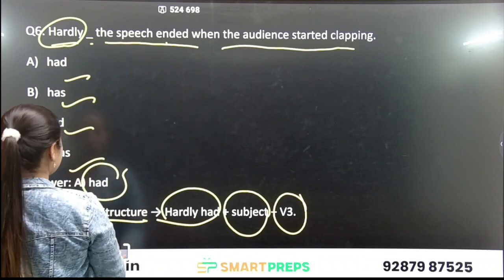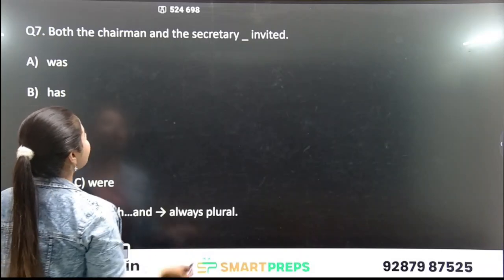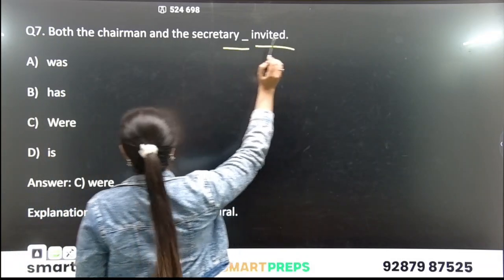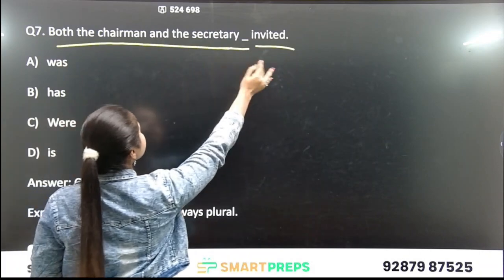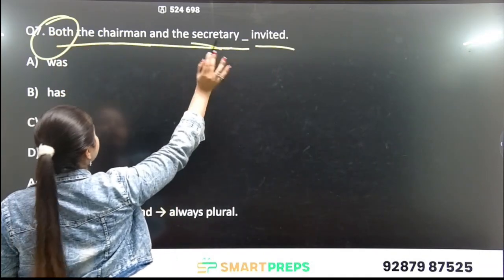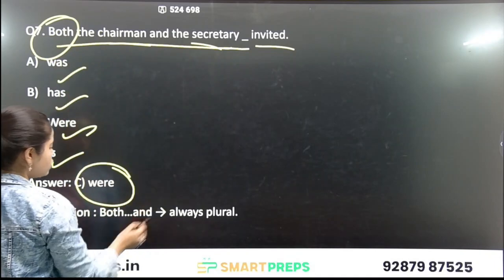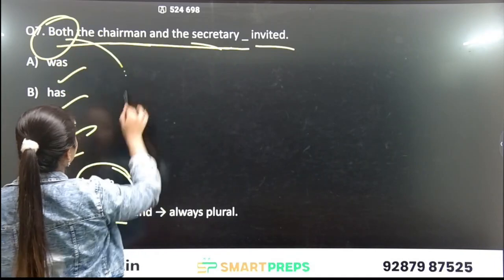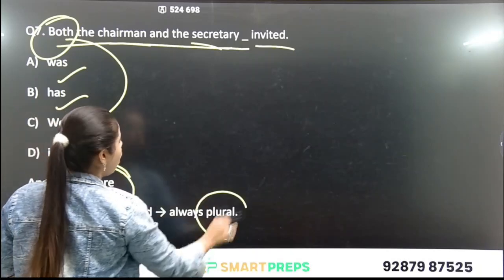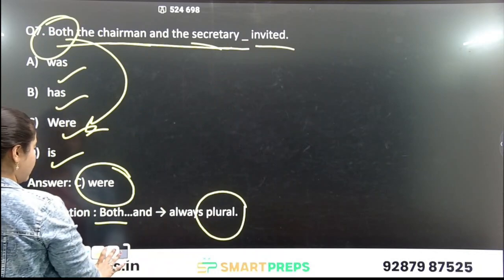Next is: both the chairman and the secretary dash invited. So "both" is there, chairman and the secretary. The options are was, has, were, is. It is "were" because obviously "both" is there. So "were" will be the correct answer. It is always plural, so that is why this is the correct answer.